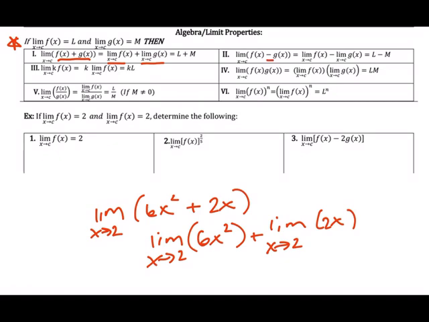Property number 2 is the exact same thing except with subtraction, so I could go back to each of these pluses, and I could turn them into subtraction. I could find the limit of each of these 2 functions separately and subtract those 2 limits.